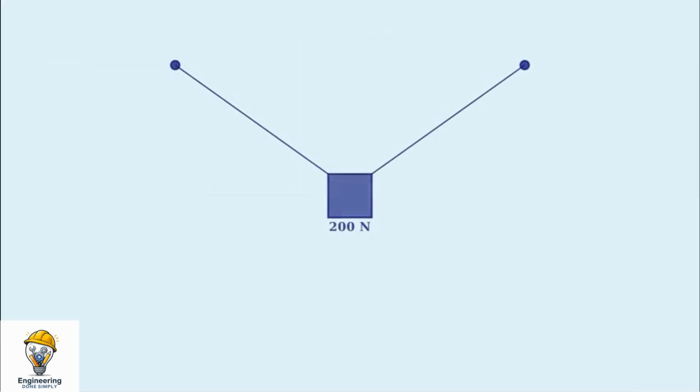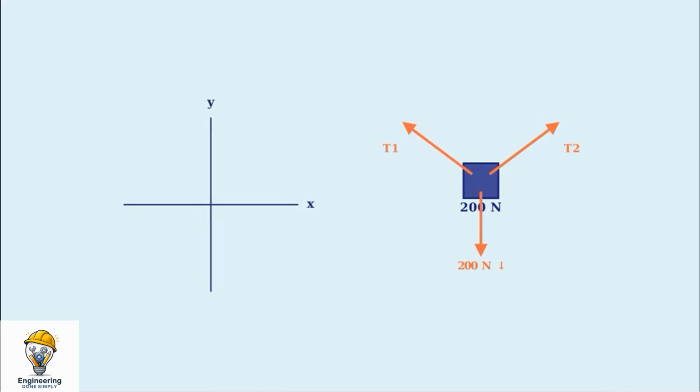To solve equilibrium problems, we begin by drawing a free body diagram that shows all forces acting on the object. Consider a 200 N weight suspended by 2 identical cables at the same angle. The free body diagram isolates the weight and shows the forces, the 200 N gravitational force downward and the tension forces T1 and T2 in the cables. Choose a consistent coordinate system with x horizontal and y vertical. This helps organize the force components.